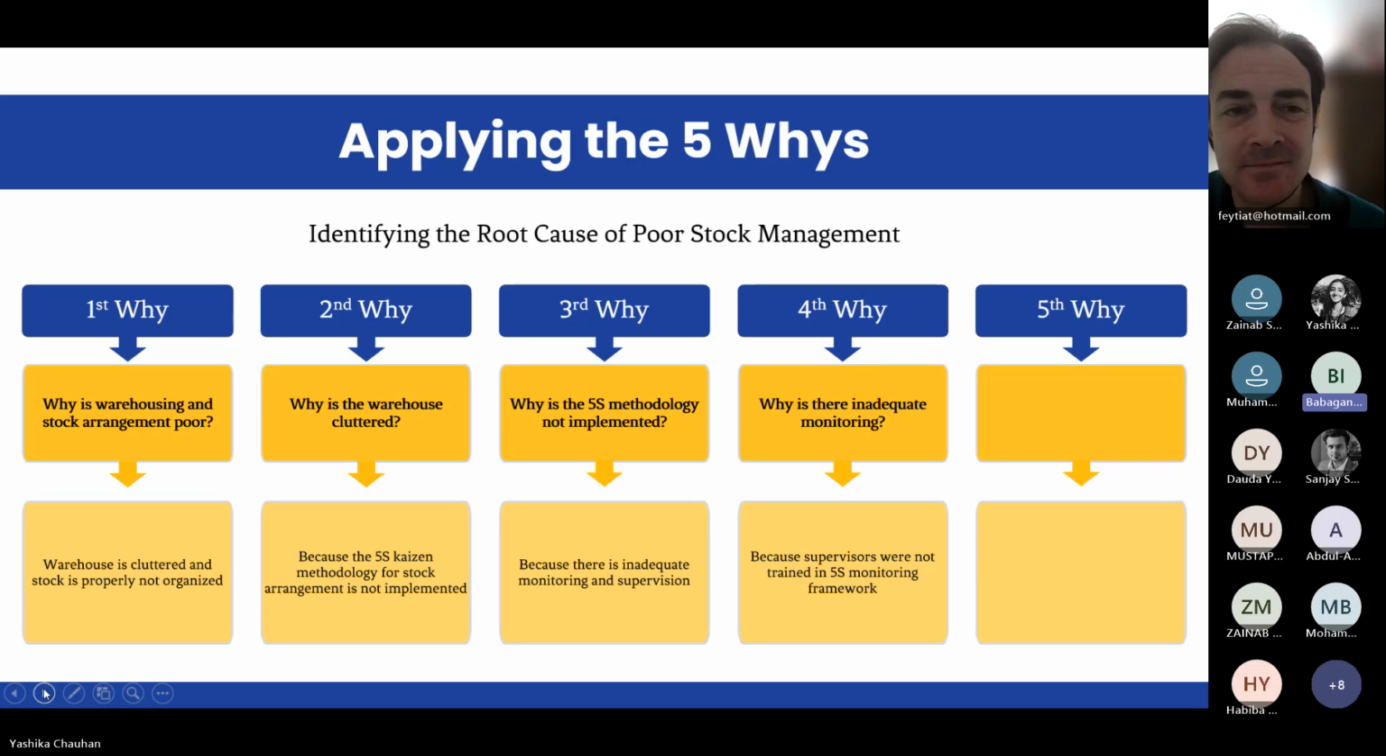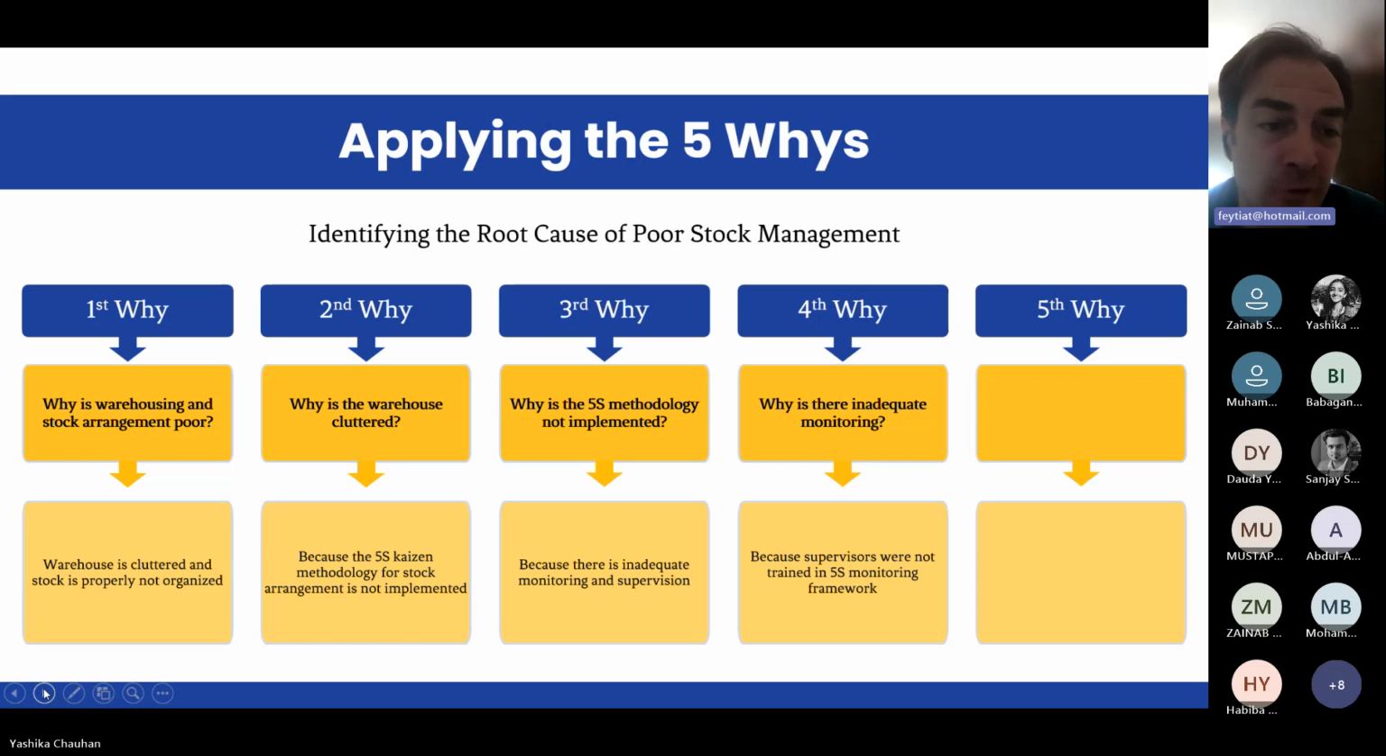I didn't get the question. No, my question is, do you understand that actually your first why and the second why are almost the same meaning? Because when you answered the first why, you said poor stock arrangement, and your answer is poor, not properly organized. This means the same. So you're not answering the first why clearly.